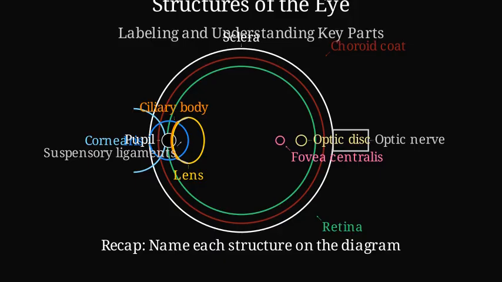At the front, the cornea bends light, the iris controls the pupil, and the lens fine-tunes focus. The ciliary body and suspensory ligaments adjust the lens.